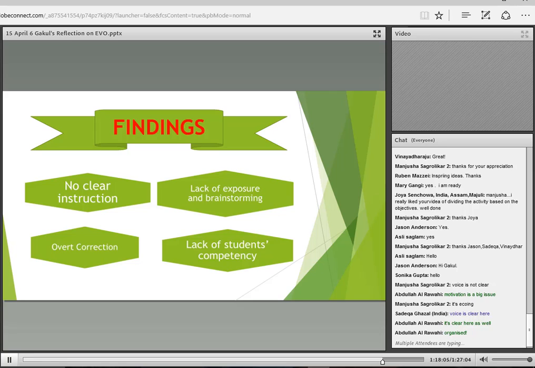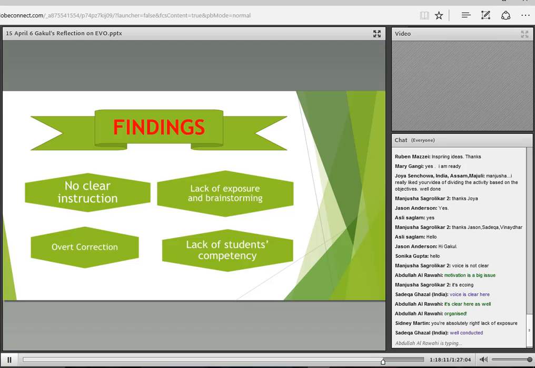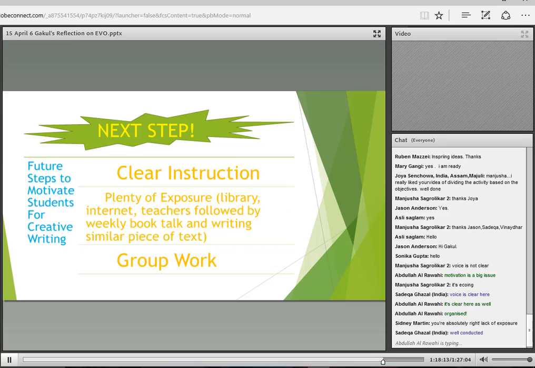And the next one was overt correction, where teachers are too conscious about the mistakes students have made. So we are focusing not on the content, but on the grammatical things like your subject verb agreement is good, you have not chosen the correct verb, something like that. So that was also impairing the students' motivation.